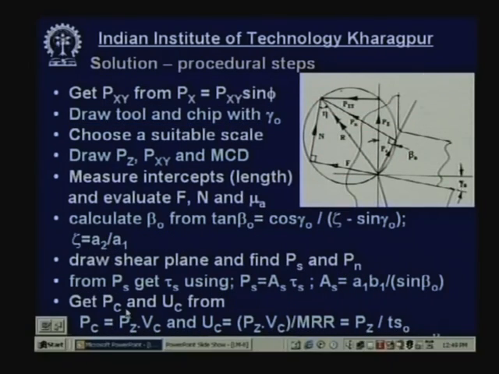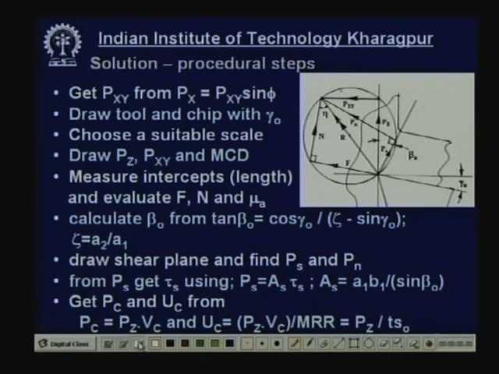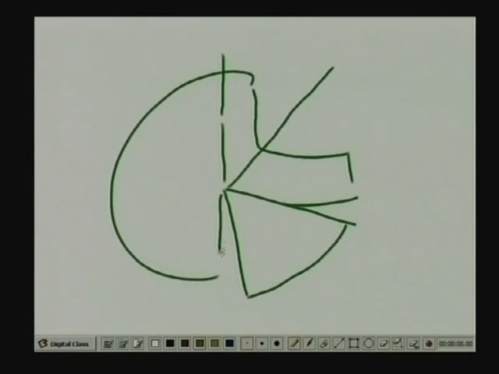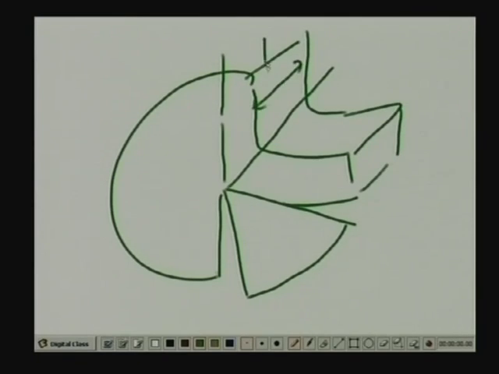Now, let us have a look into this. Suppose this is the orthogonal cutting, this is the cutting tool, this is the velocity vector, chip is flowing like this, this is the shear plane, this is the workpiece, and this has got certain width. So, what is this? This is the width of cut B1, and this is the thickness of uncut layer. And then this is the area along which the shear takes place.